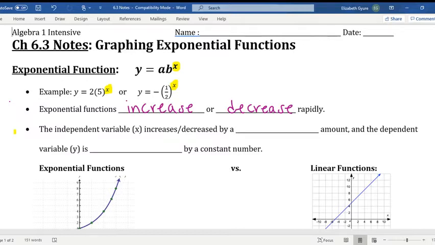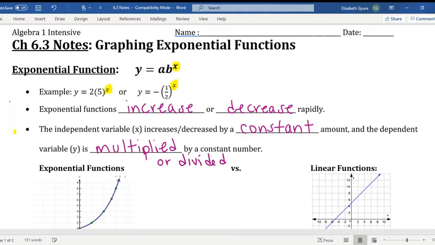So the independent variable, which is x, increases or decreases by a constant amount. And the dependent variable, or y, is multiplied by a constant number. Well, actually multiplied or divided, maybe add that down there, or divided.